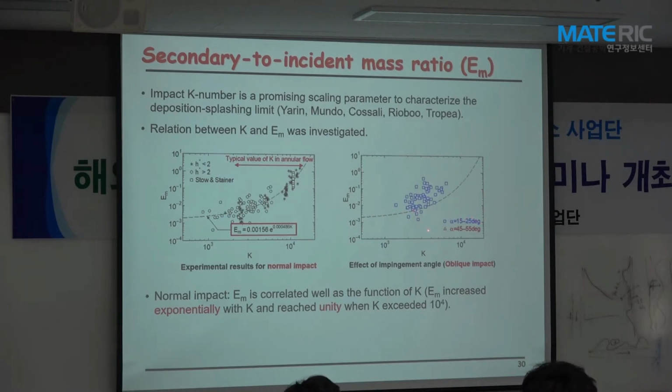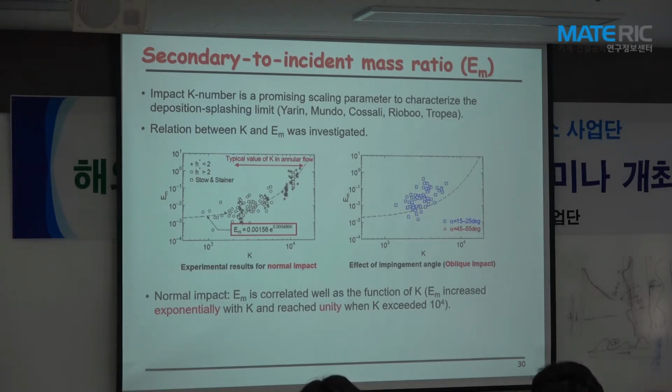data for the oblique impact. When the impact angle is 15 or 20 degrees, slightly oblique, the splashed droplets look like this. This line means EM equals unity: the impact droplet and the splashed droplet amounts are the same. So if the plot is over this line, it means that when the droplet impacts the liquid film, it is not deposition, it is entrainment. This is 15.